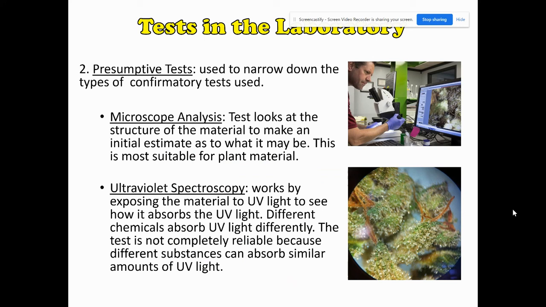So presumptive tests are used to narrow down the types of confirmatory tests used. And so we have microscope analysis, so basically a microscope. This test would look at the structure of the material to make an initial estimate as to what it may be. And this is most suitable for plant material. I visited a crime lab in college. I had an advisor who worked there. And so we were looking at marijuana under the microscope, and it looks a lot like this. And what she would do is she would identify different biological characteristics of marijuana, and she would just check a list.